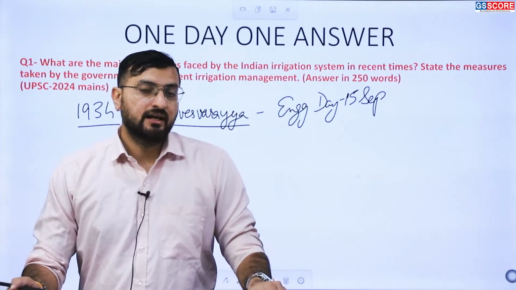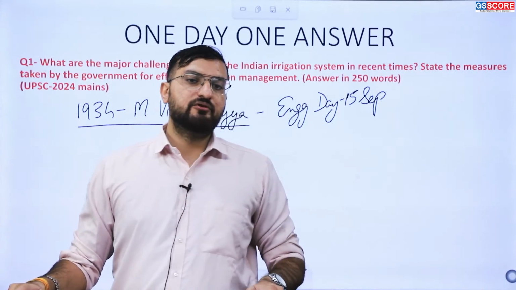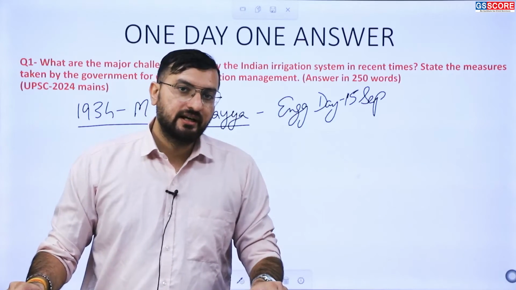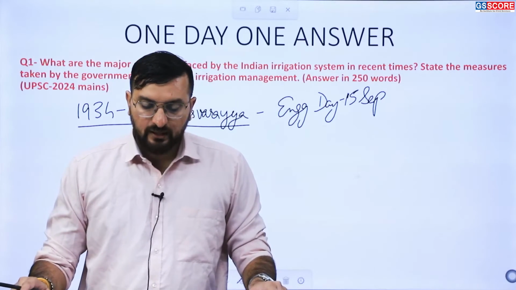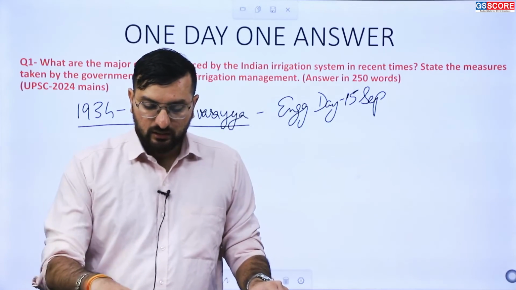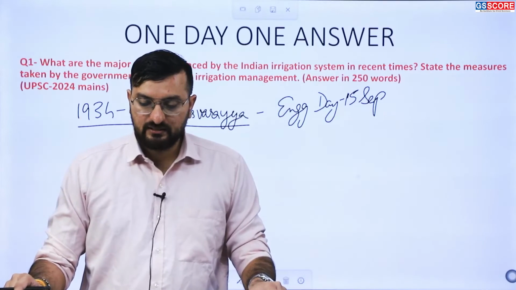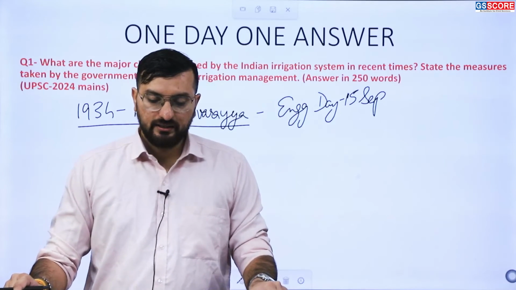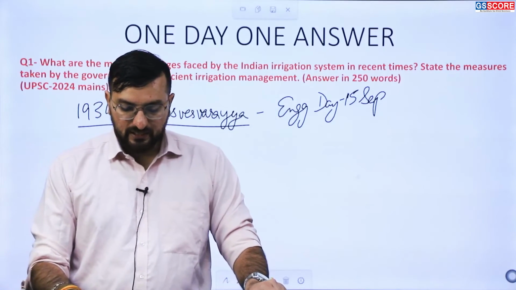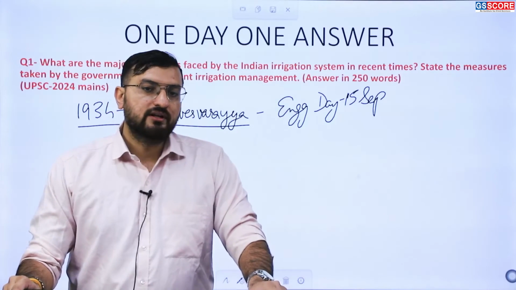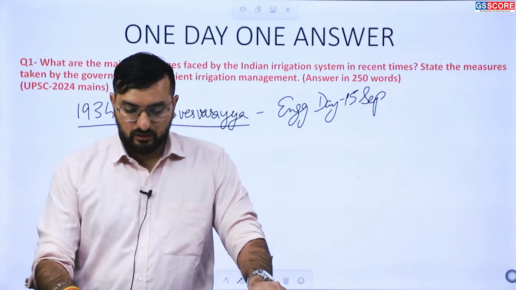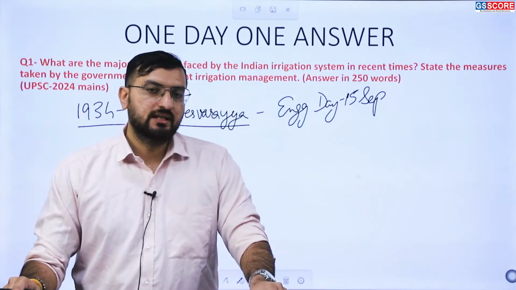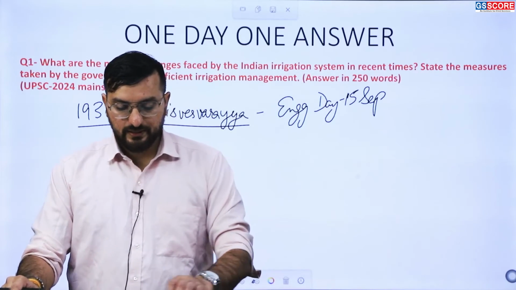So in the introduction part we can quote M. Visvesvaraya also, or some irrigation data we can quote. Then we'll directly jump to the question he is asking: major challenges faced by the Indian irrigation system in recent times. In this part we'll be talking about water scarcity, because of over-exploitation of water resources and depleting groundwater.